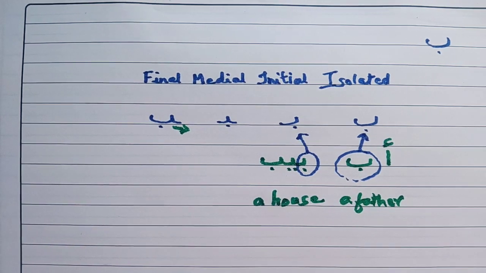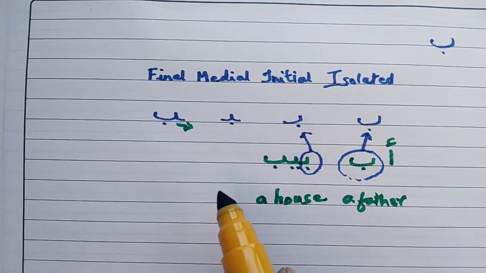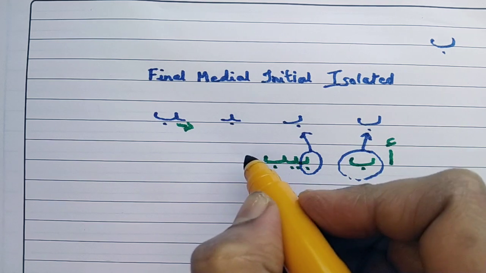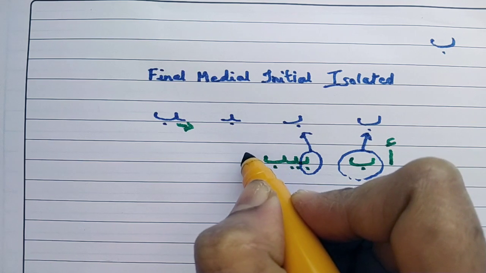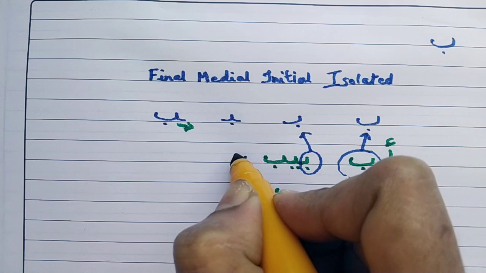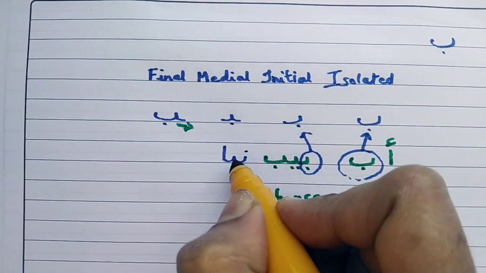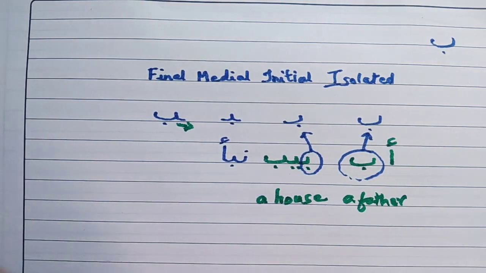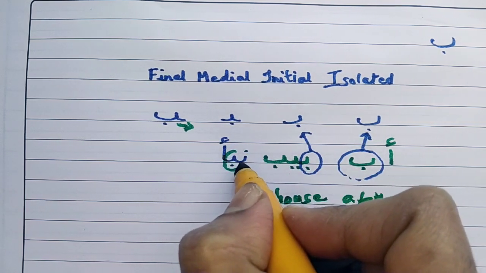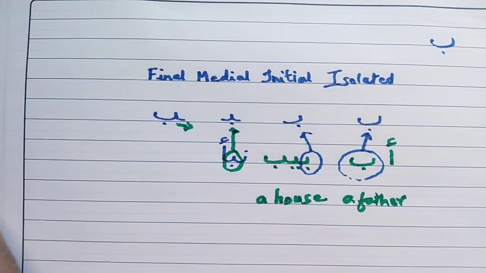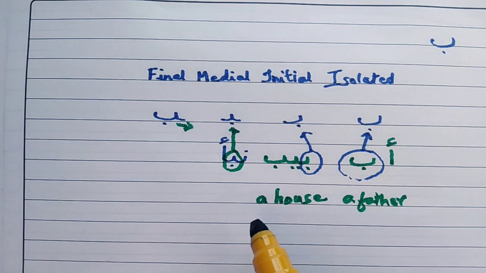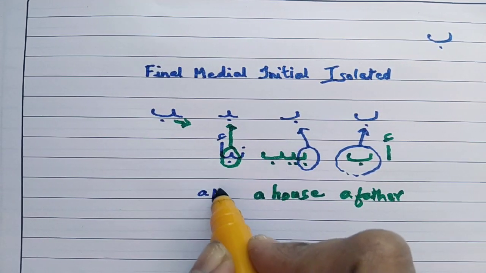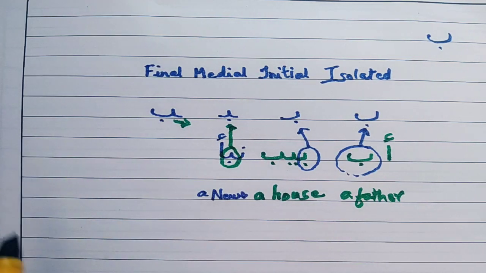Then I'll show you in medial form. For the medial form, I'll take Nabiyun. So it's noon, ba, and this is Hamza. So it's Nabun. Here this is in the medial form. So here it's a news. News.